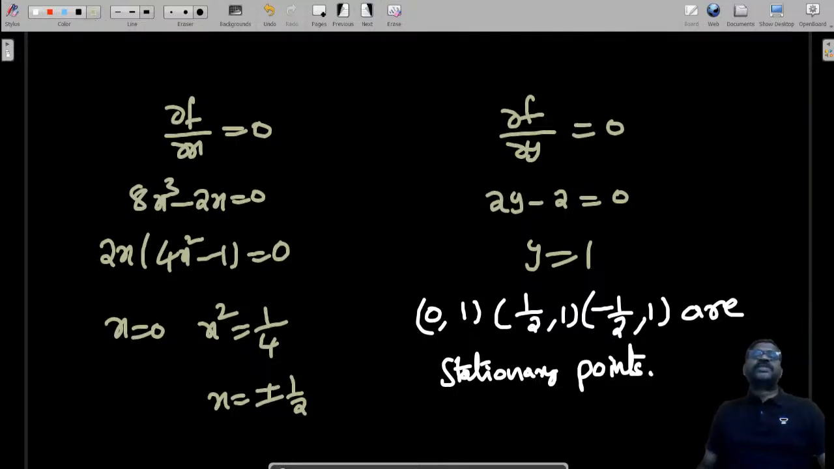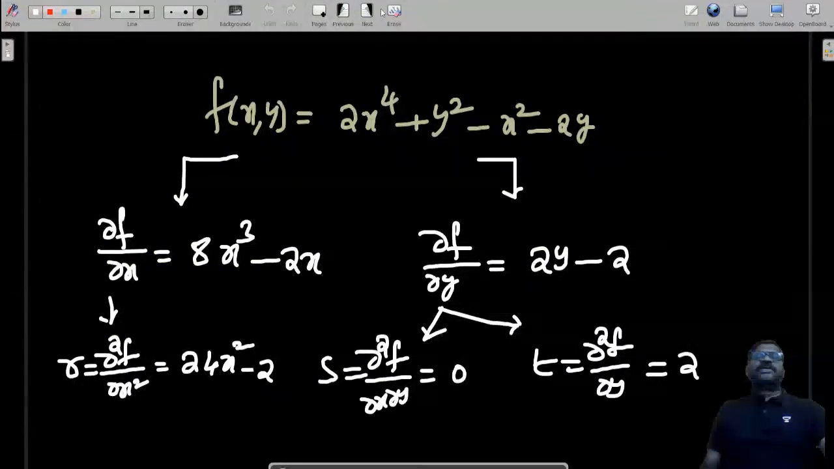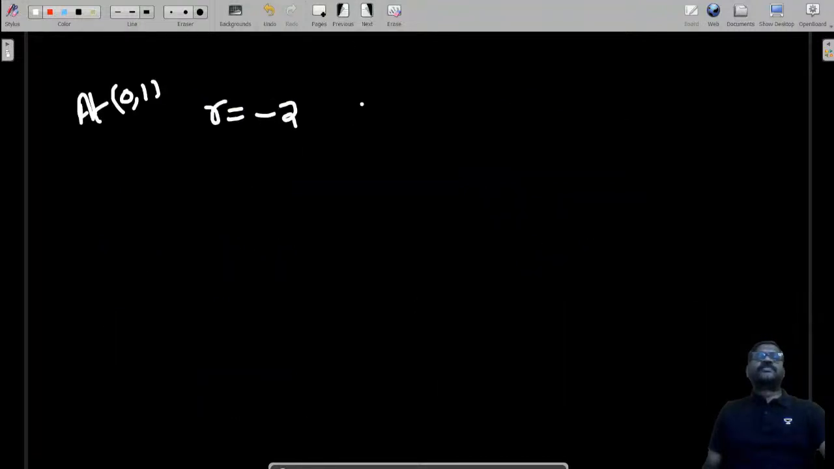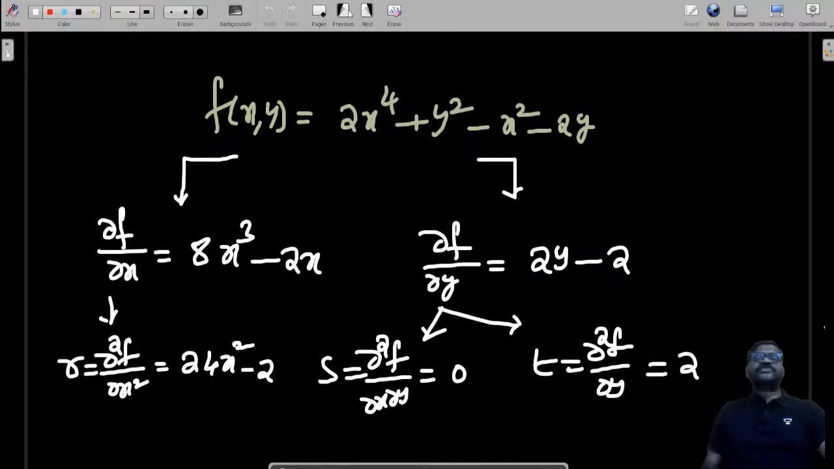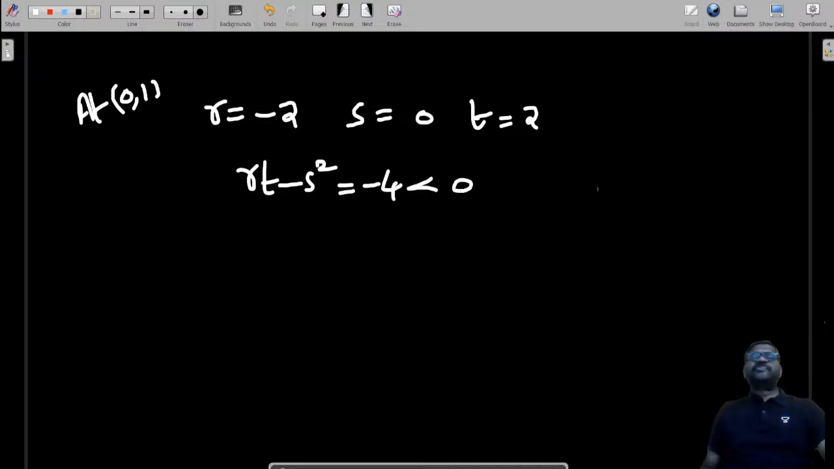Stationary points: (0, 1), (1/2, 1), and (-1/2, 1) are stationary points. At (0, 1), the value of r is -2, s is 0, t is 2. rt - s² is -4, which is less than 0.